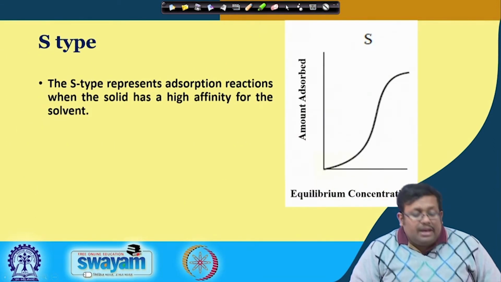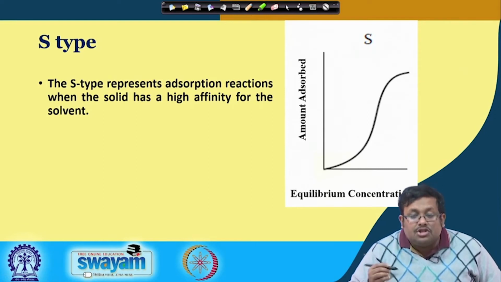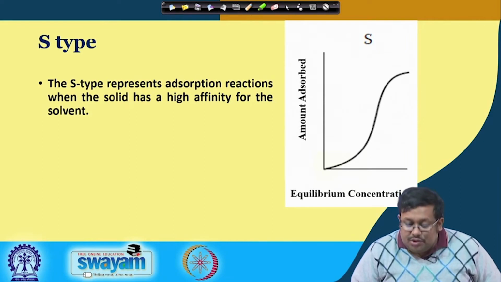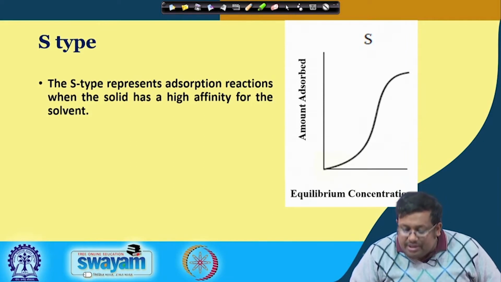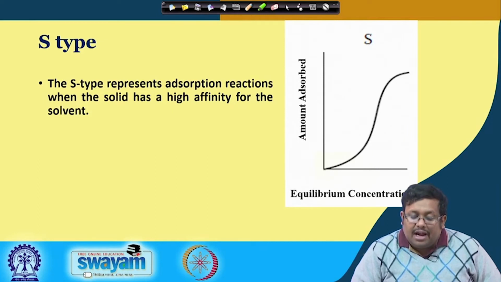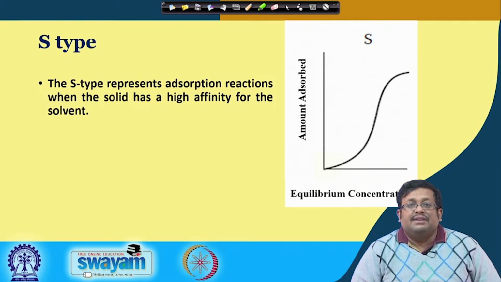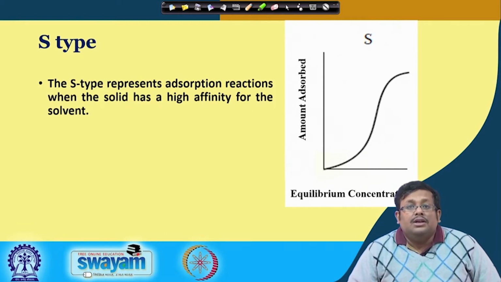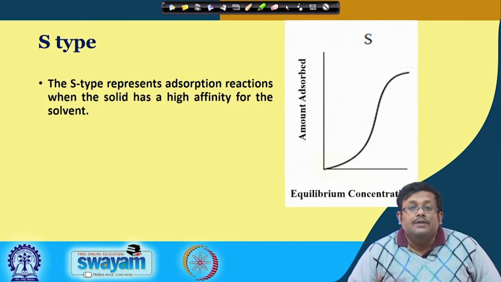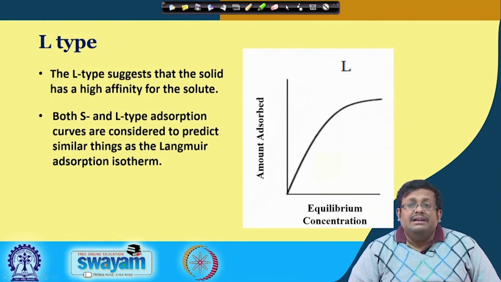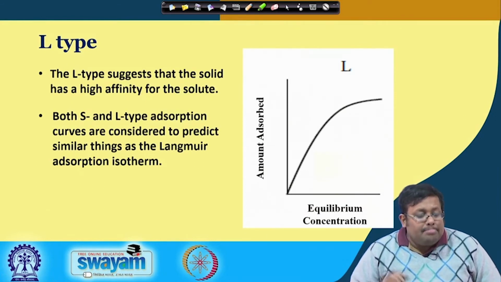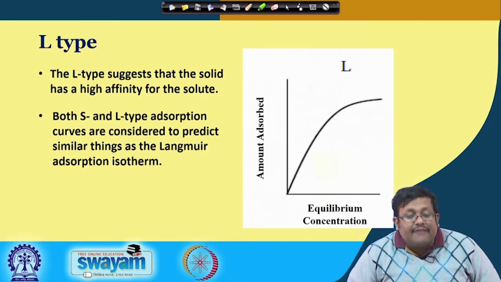what is S type. Now, S type represents the adsorption reaction where the solid has a high affinity for the solvent. So, you can see this shows the relationship between equilibrium concentration and amount adsorbed. You can see there is an S shape curve, and this S shape curve basically denotes that the solid has a high affinity for the solvent. And secondly, there is an L type adsorption isotherm. This L type suggests that the solid has a high affinity for the solute.